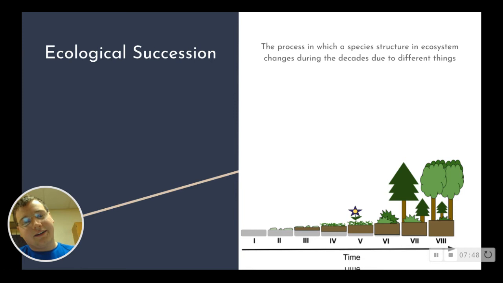Next up is ecological succession, the process in which a species' structure and ecosystem change over decades due to different things. This is also long term. If a volcano erupts, the lava will burn the ground, and that will leave stone there. As you see in the diagram here, it takes a long time for that stone to become like a grassland, or to become the way it was. That's what ecological succession is: how the ground transfers from a state with no grass or plants to a state with them.